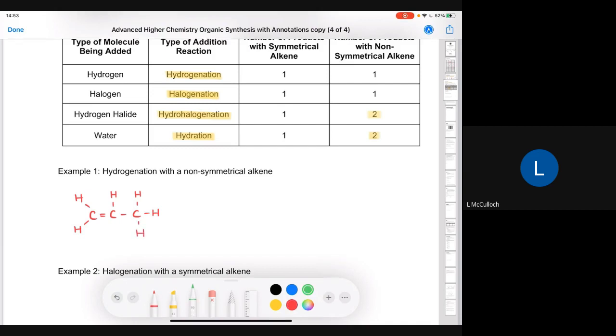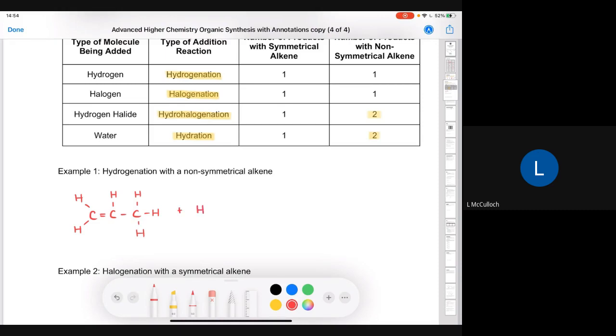If we were trying to determine whether it was symmetrical or not, we would put a mirror plane down the middle of the molecule. What you can see is the atoms on the left of that line do not match the atoms on the right of that line. So we can see that it is non-symmetrical. To this we are going to add hydrogen because it's a hydrogenation.